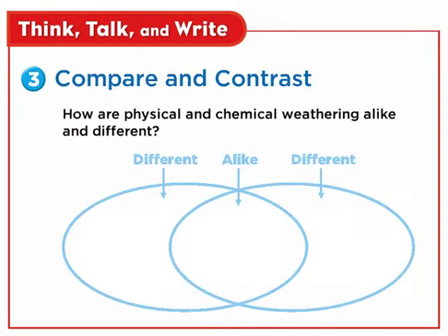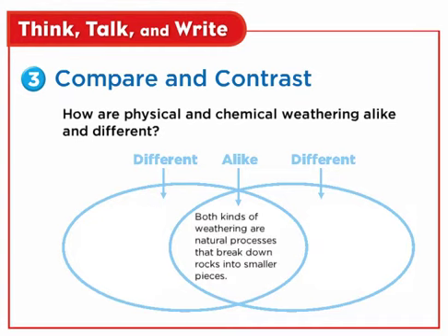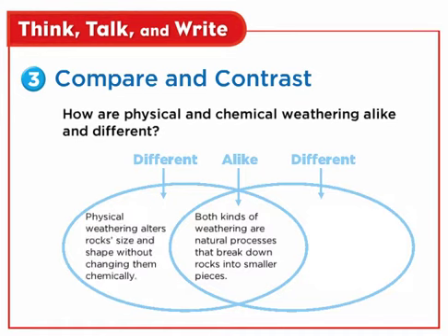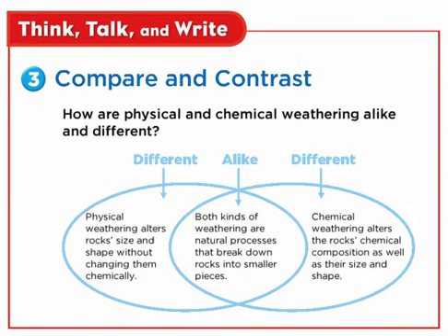How are physical and chemical weathering alike and different? Both kinds of weathering are natural processes that break down rocks into smaller pieces. Physical weathering alters rocks' size and shape without changing them chemically. Chemical weathering alters the rock's chemical composition as well as their size and shape.